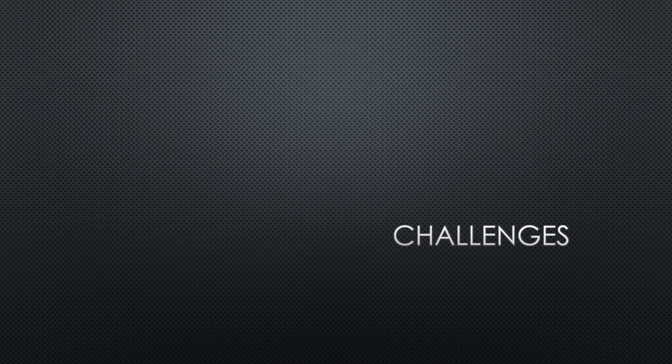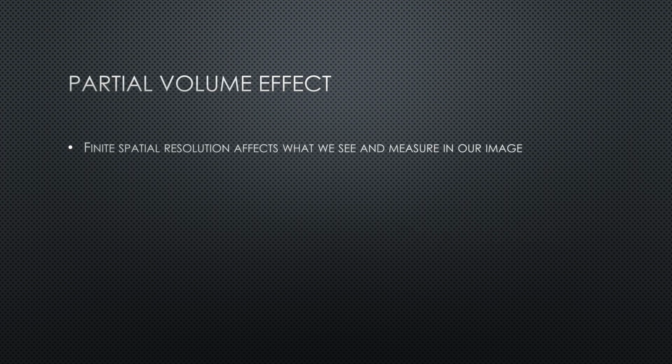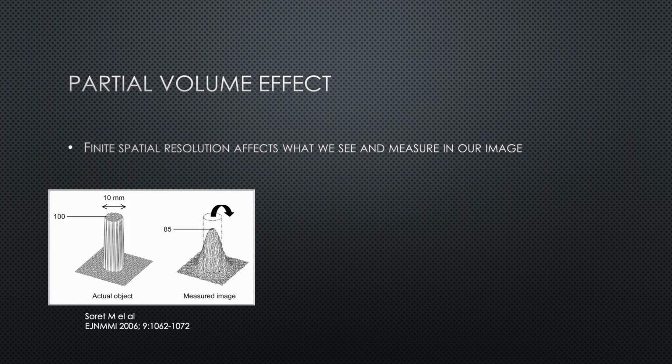So let's now talk about the challenges around quantification in SPECT CT. We know that the spatial resolution of SPECT is quite poor, around 1 centimeter. And this will affect what we see and what we measure in our image. This is a nice cartoon from Soret many years ago now. What we're seeing on the left is our pointer. We're getting our true image, but by the time it's gone through our system with a limited spatial resolution, we get a spreading out, a spilling out of activity, and also a reduction in the intensity of uptake as well.